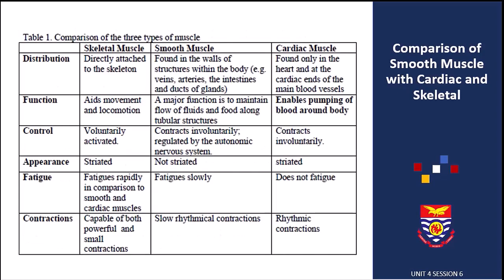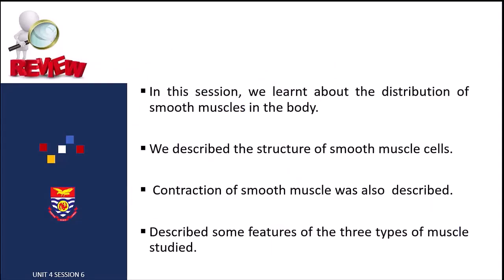This table gives a comparison of the three muscles that we've discussed so far, being smooth, cardiac, and skeletal muscles, with respect to their distribution, function, control, appearance, fatigue, and contractions. Study this table carefully in order to understand how these muscles differ from each other based on these particular criteria.